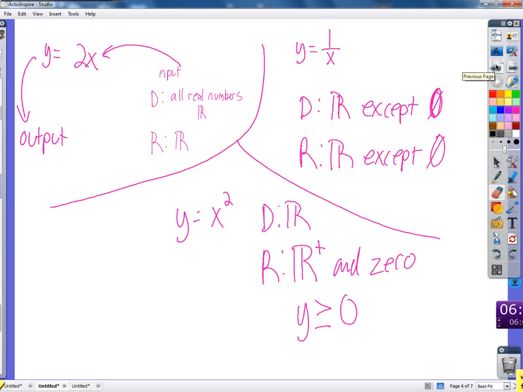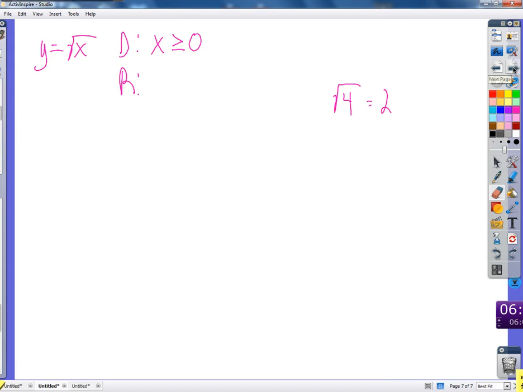It's directly linked to why the output of this always comes out to be positive, or in one special case, zero. It's not similar to or kind of close to, it's exactly the same reason why that happens. We square a number, we multiply it by itself, which will always come out to be positive.